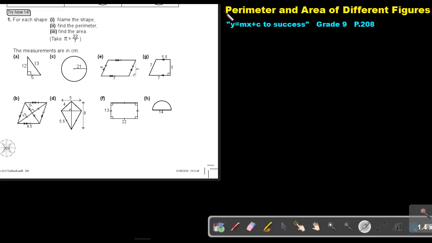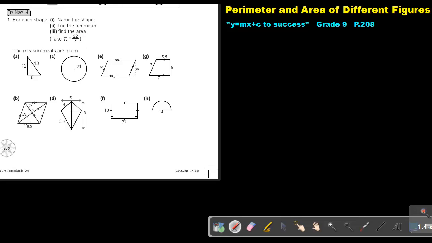We are going to continue with the perimeter and the area of different figures. You will find this on page 208 in the Namibian Mathematics Grade 9 textbook, example 14. I want you to stop the video and identify the different figures. And then after that, you can work out the perimeter as well as the area.